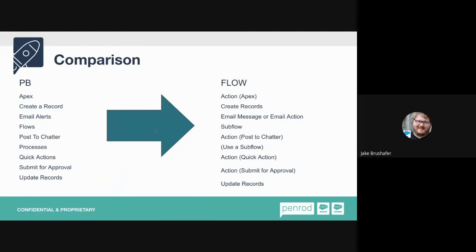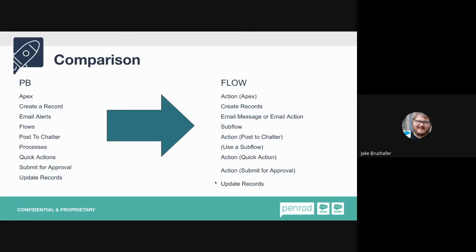If you need to post to Chatter, you can use your action again, posting to Chatter. Processes don't really make sense as a comparison in flow, because processes would be calling other process builders, and here we would just say we're going to use a subflow again. So this process probably gets converted to a flow, and then you can call that process as a subflow. When you use your quick actions, you can use your action, use your quick actions. If you want to submit things for approvals, you can also use the actions to submit it for approval. I'll point others out in a little bit here as well. And you can also update records, and you can update records.